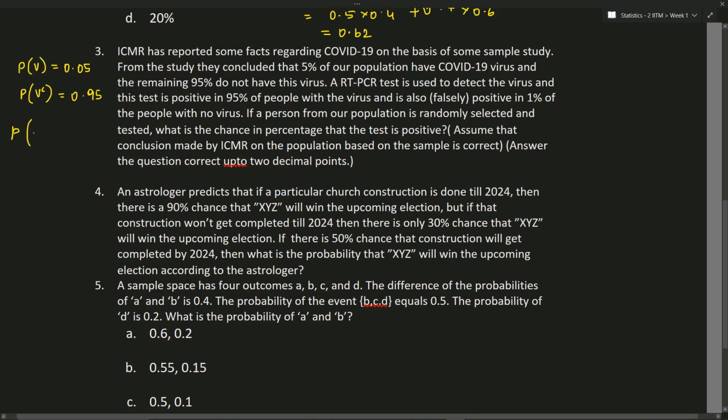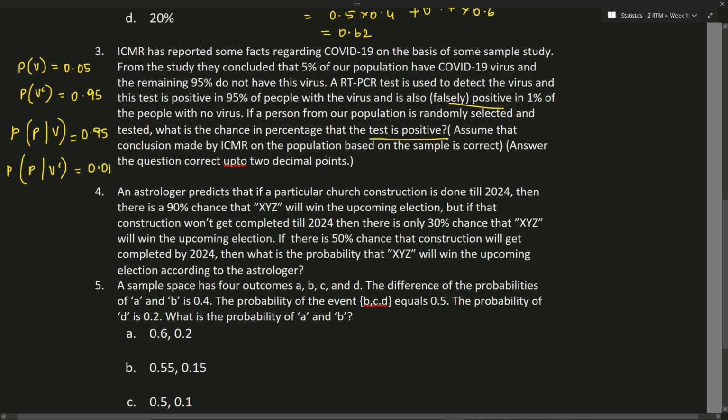It gives us positive given that the subject has the virus is 0.95 again, and for the people without the virus, the false positive is 1%. So that is the probability of positive given that he has no virus, which is 0.01. They have asked us to calculate the chance that the test is positive.